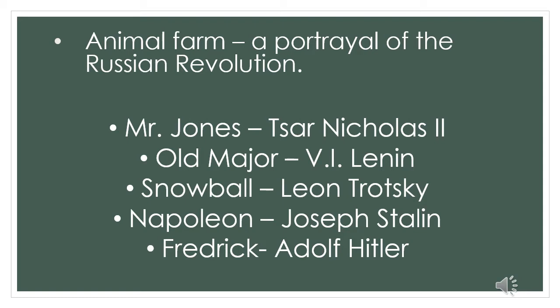Mr. Jones represents Tsar Nicholas II, the last Russian emperor. Old Major is the animal version of Lenin, the leader of the Bolshevik Party. Snowball represents Leon Trotsky. Frederick is modeled on Adolf Hitler, and Napoleon represents Stalin.